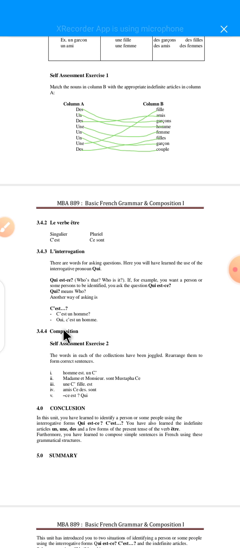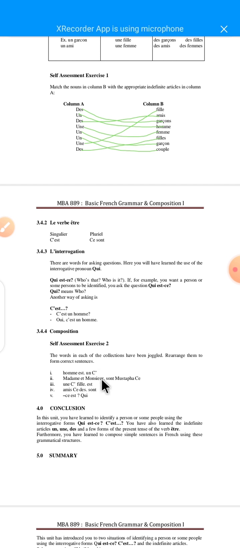Composition. Self-assessment exercise 2. The words in each of the collections have been jumbled. Rearrange them to form correct answers. Number 1. Est, un homme, c'est. When we arrange, it's going to be c'est un homme. Is it a man? If there's a question mark, it's going to be c'est un homme? Is it a man? But if there's no question mark, it's going to be c'est un homme. It is a man.